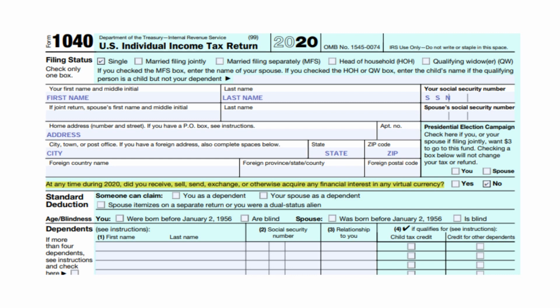If someone can claim you as a dependent, check the appropriate box under the standard deductions section. Do the same for the age blindness section. If you had a dependent, fill out the requested information.